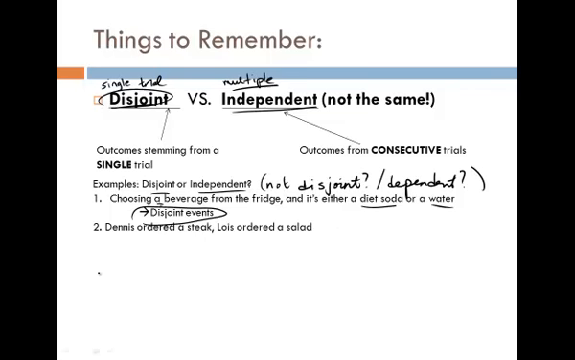Okay, Dennis ordered a steak, Lois ordered a salad. Disjoint, independent, not disjoint, not independent. In other words, dependent. So Dennis orders a steak. Are these consecutive events, or are these a single trial? These are consecutive events. So we're either asking, is it independent or not independent? Well, we don't know if Dennis ordering a steak would make Lois want to order a salad, right? We don't know that for sure. So we can say that these events are independent, because the probability of Lois ordering a salad most likely didn't change once Dennis ordered a steak. Lois probably knew she wanted a salad to begin with.